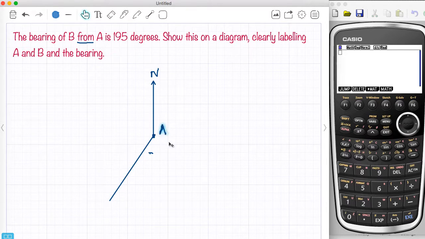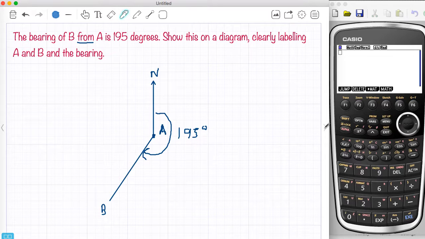So that's all the way around, 195 degrees. Let's just move A up there. So there's my A, and the bearing is clockwise. So if I now fill this bearing in, that bearing there is 195 degrees, and I will get to B. So just the clear points here: from is where I'm at, I draw a line north from where I am and go clockwise on the bearing.